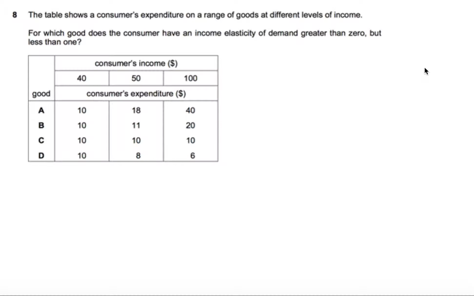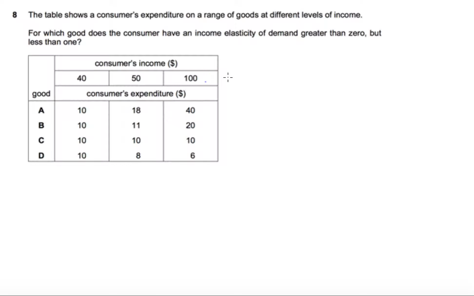Let's do question number 8. The table shows a consumer's expenditure on a range of goods at different levels of income. For which good does the consumer have an income elasticity of demand greater than 0 but less than 1? Income elasticity of demand is how much a consumer's expenditure changes due to a change in the consumer's income.